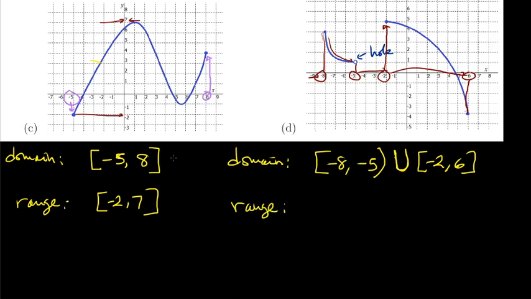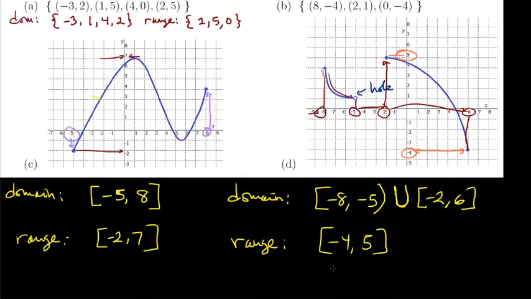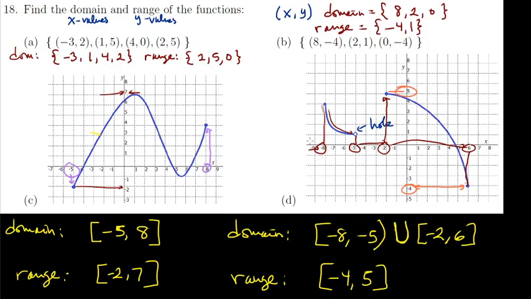The range, well, those are the y values. The smallest y value looks like negative 4. And the biggest y value here looks like 5. And we include those both. So again, negative 4 to positive 5. Okay, so that's domain and range, either from a set of ordered pairs or from the graph.